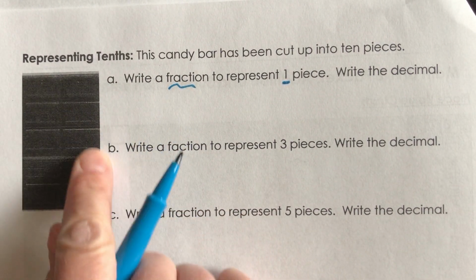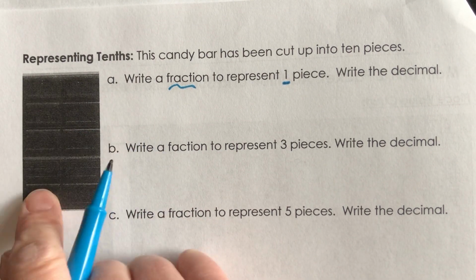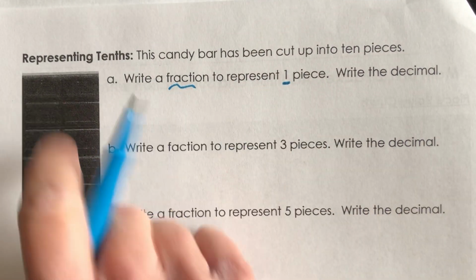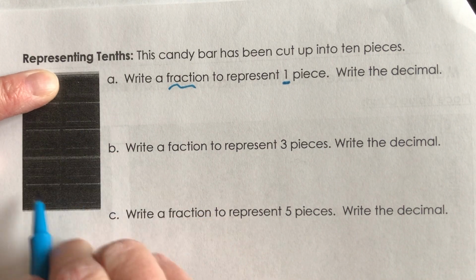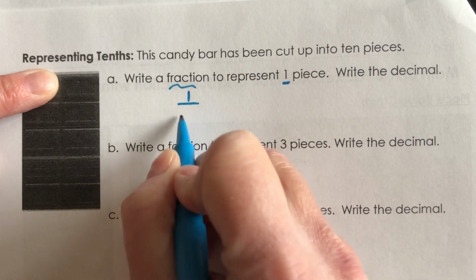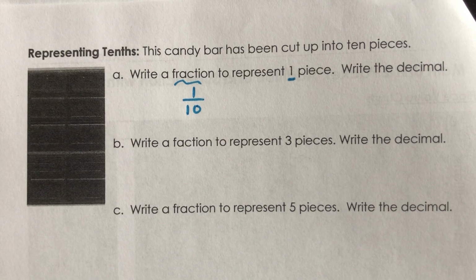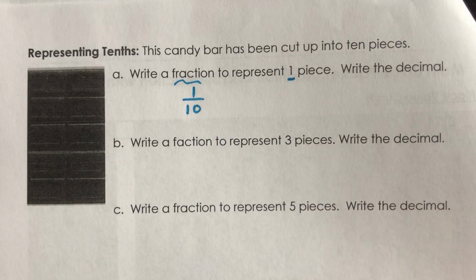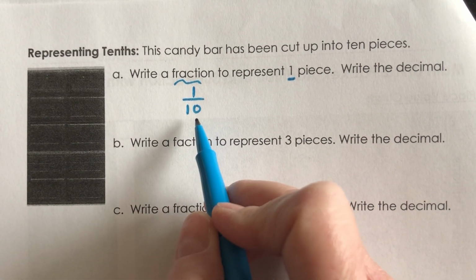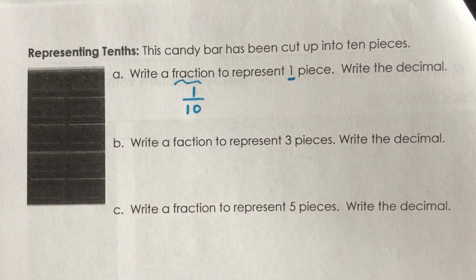The candy bar has been cut up into 1, 2, 3, 4, 5, 6, 7, 8, 9, 10 pieces. If you have 1 piece, you don't have 1 whole candy bar. You have 1 out of 10 pieces. So I can say 1 out of 10. Another way to properly say this is 1/10.